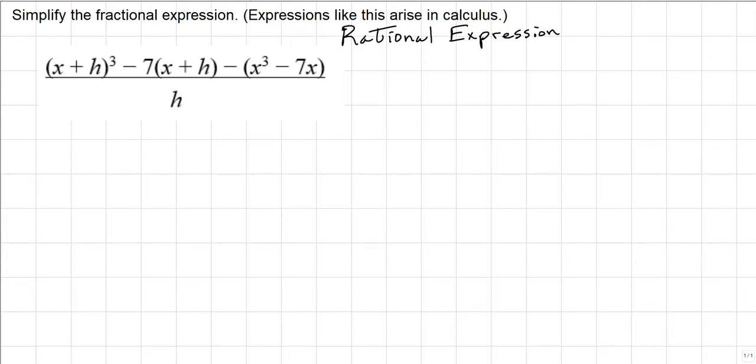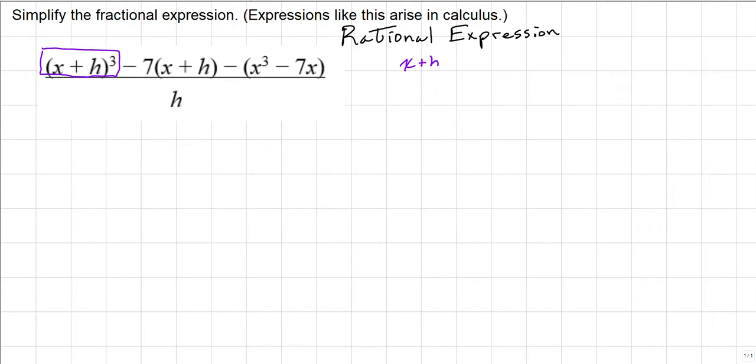These kinds of expressions will occur in derivatives and integrals alike in calculus. You may have to simplify an expression like this in a differential equations course. So first off, let's start by understanding that I need to go ahead and expand out each component in this particular expression. And I'm going to start with the x plus h quantity cubed.